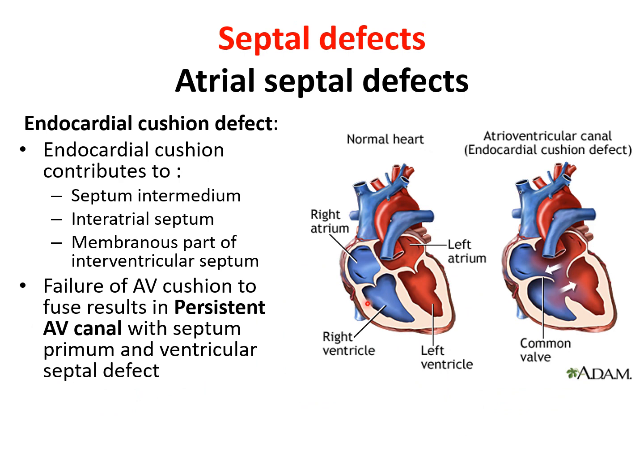Then third type is endocardial cushion defect. Now, endocardial cushion is responsible for intermediate septum formation. Now, if you remember, the intermediate septum is also responsible for completion of interatrial septum as well as membranous part of the interventricular septum.